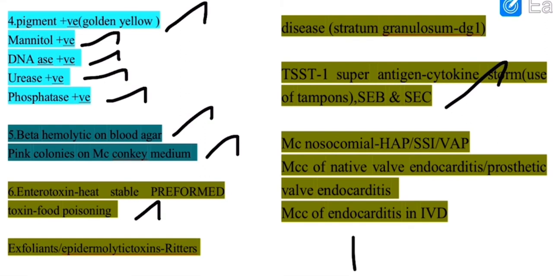Lastly, it is the most common nosocomial infection, that is the hospital-acquired surgical site and ventilator-associated pneumonia kind of infections, and the most common cause of native valve endocarditis and prosthetic valve endocarditis as a single species, and also it's the most common cause of endocarditis in IV drug users. So that's our MCQ for you.